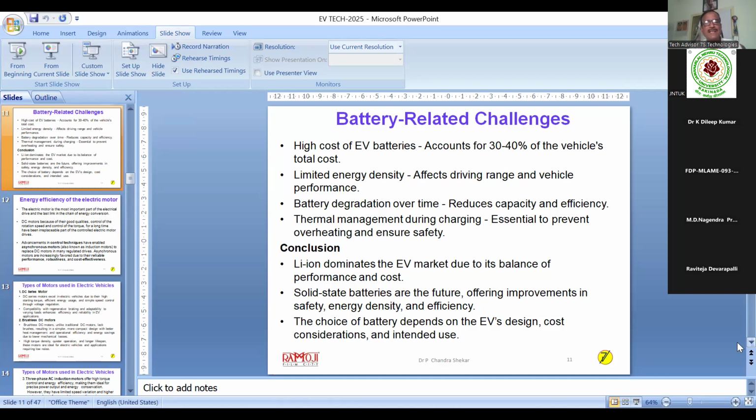Conclusion: lithium ion dominates the EV market due to its balance of performance and cost. Solid state batteries are the future, offering improvement in safety, energy density, and efficiency. The choice of battery depends on EV design, cost consideration, and intent to use.